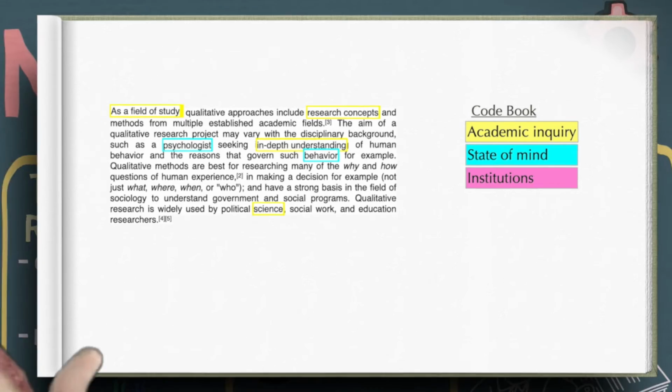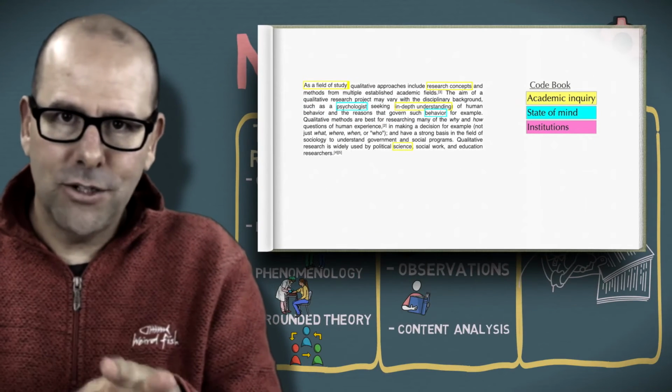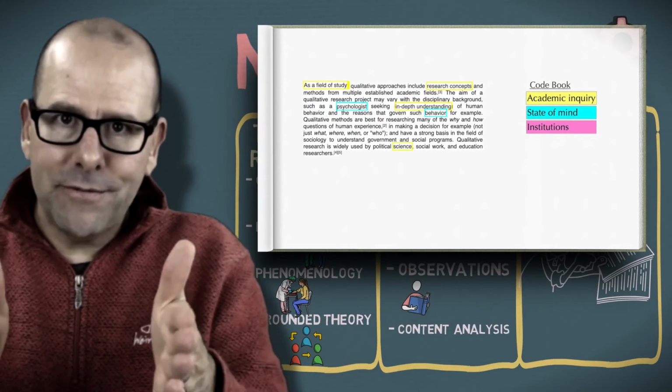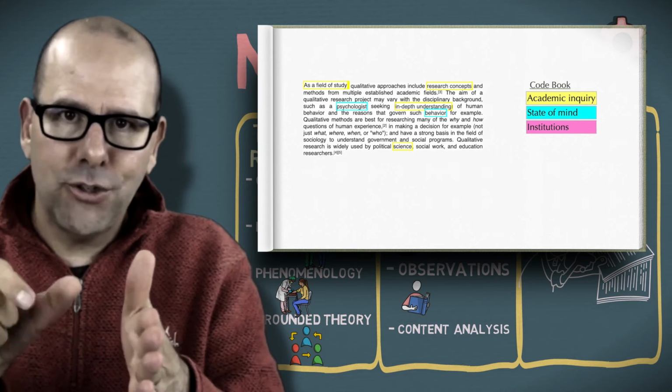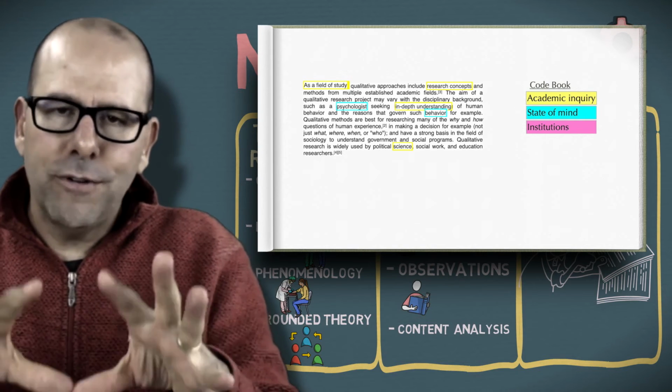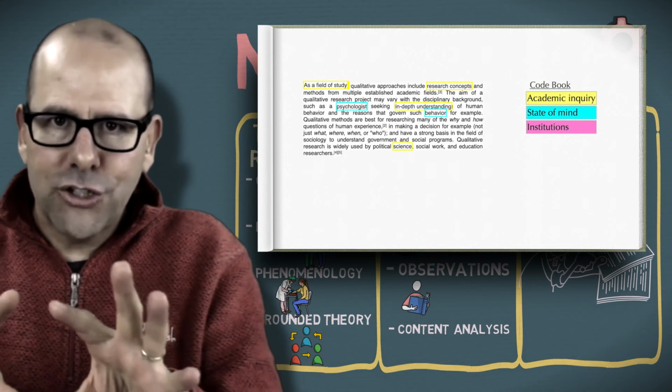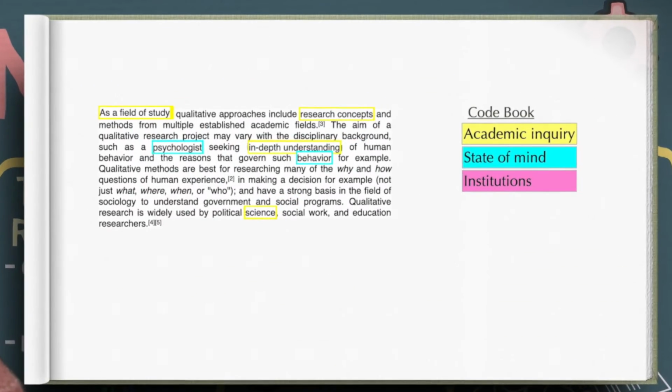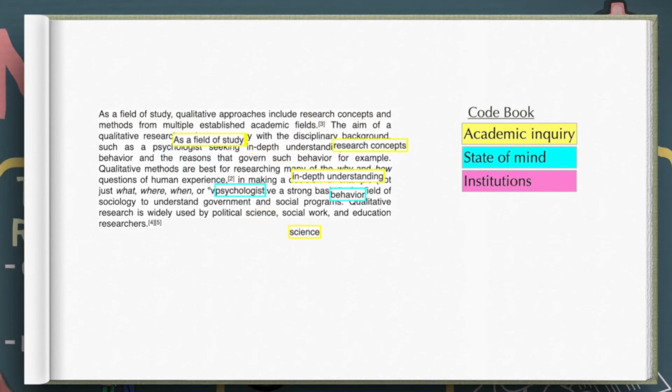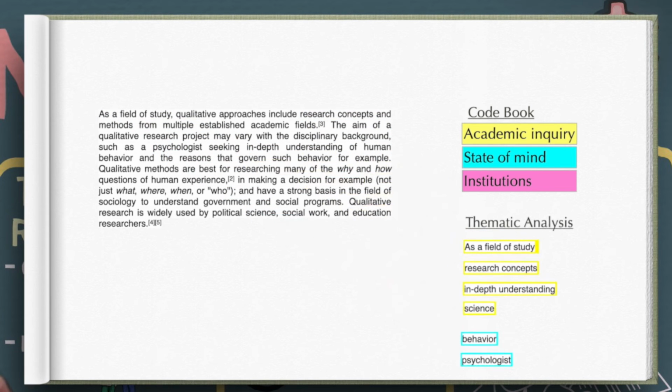So the same idea starts emerging in different places, and we start seeing that. And the same bit of text may have more than one code applied to it, right? Once we've coded the data, we then extract all of the data that has the same code and we look at it separately, and we start seeing different themes emerging.